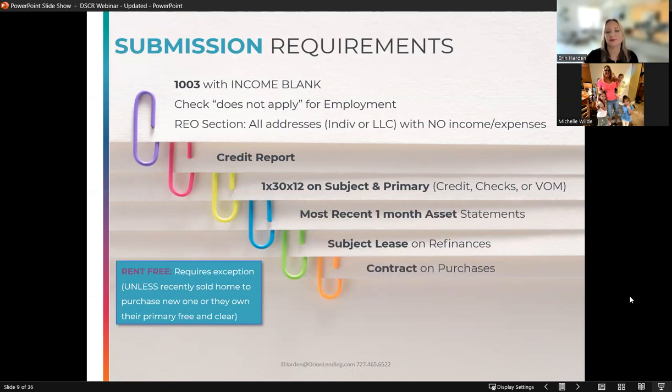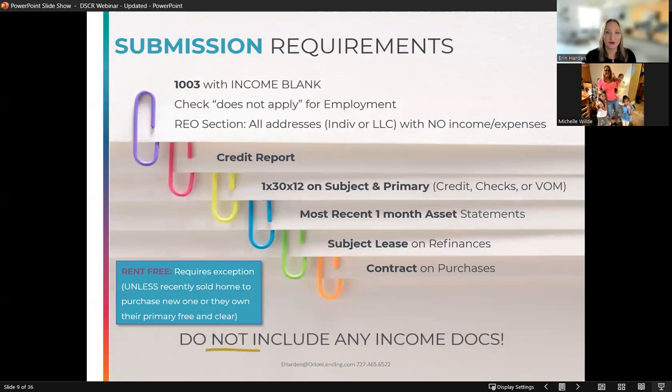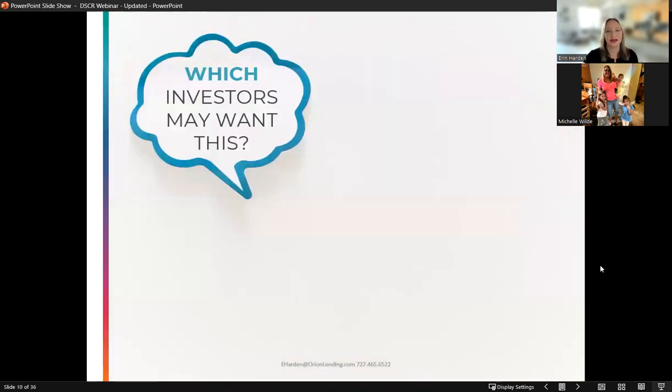And then of course, if it's a purchase, we're going to need a copy of the contract. Very, very important. Do not include any income docs in the submission. They will probably make you cancel the loan and resubmit it if you accidentally put some tax returns or something in there. So please be sure to leave those out.